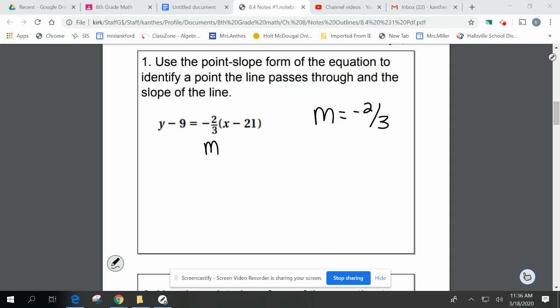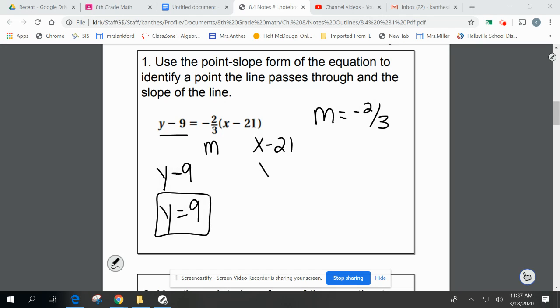And then to identify the point of the line, what you do is you look at the opposite of what is there. So y minus 9, the opposite point, because in the formula it is subtraction. So we have to take the opposite sign. So the point would be y equals 9. And then here for the x values, you look at the opposite sign. So the point would be x equals 21. So if I were to write that as a coordinate, I would write 21, 9 as a coordinate.